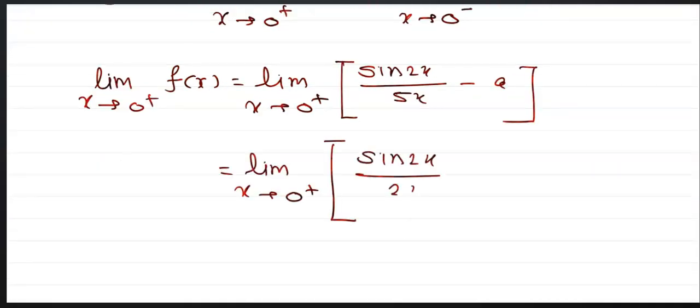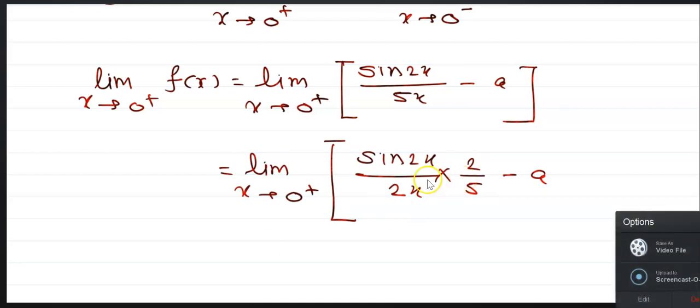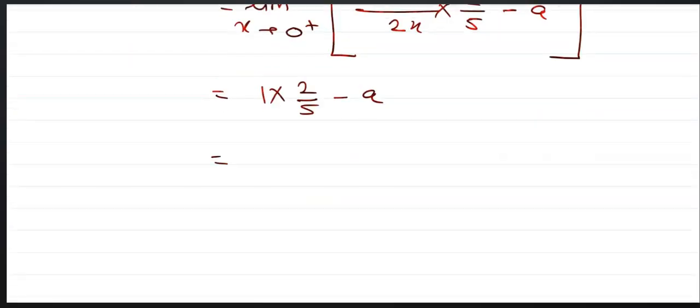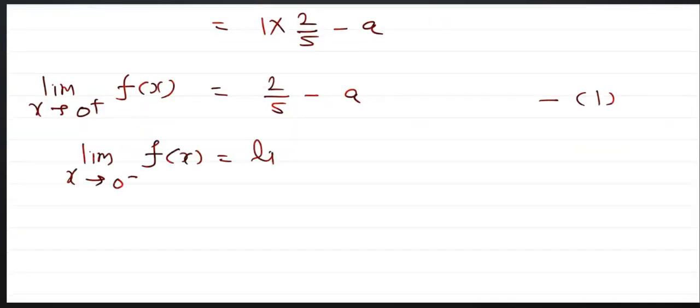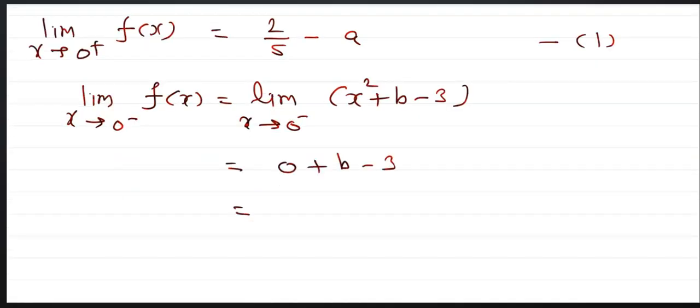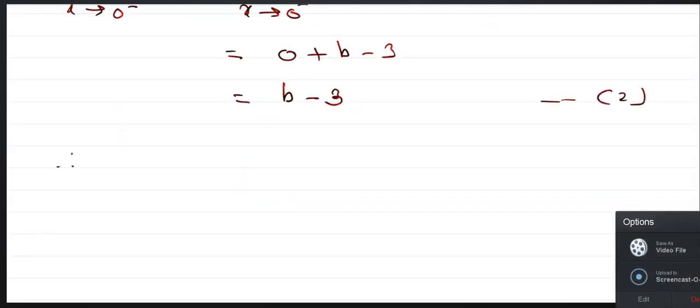Therefore limit x tends to 0, sine of 2x upon 5x minus a, we are balancing here, dividing by 2 and multiplying by 2, that is 2 upon 5, sine of 2x upon 2x minus a. If you take the limit, then you will get 1 into 2 upon 5 minus a. This is the first part, the right hand side limit. Now the left hand side limit, f of x is equal to the limit of x square plus b minus 3. As x tends to 0, you will get b minus 3. This is number 2. Therefore left hand side limit is equal to the right hand side limit.